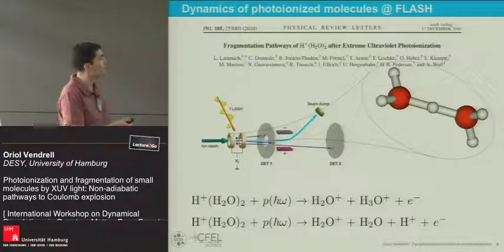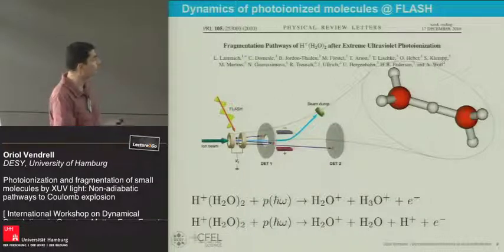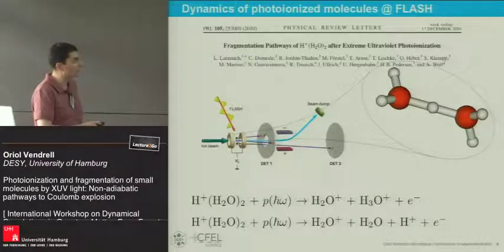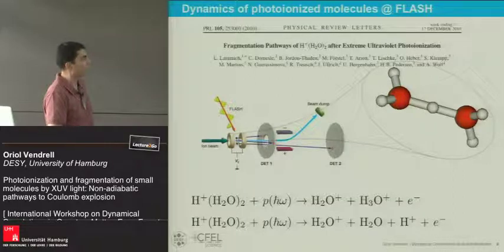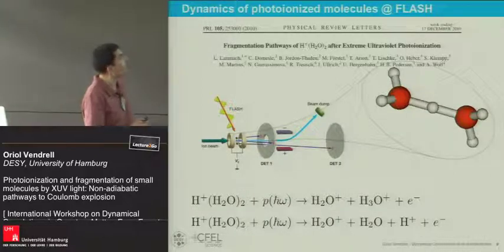And they ionize this system with flash. It's written here. And then they look at basically the fragmentation channels that one gets. This is the fragmentation channel that is seen with the largest probability. There are also other fragmentation channels that are seen.